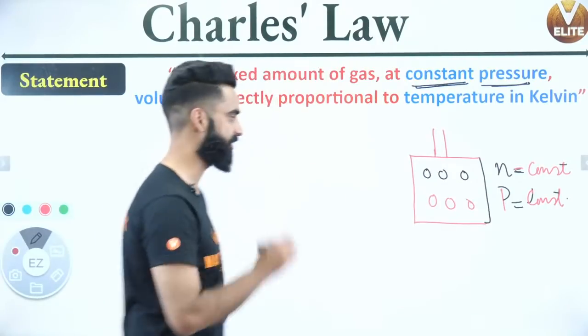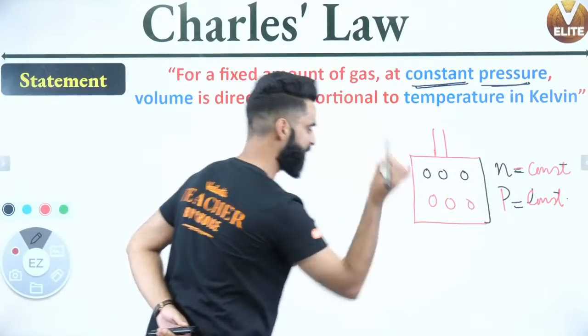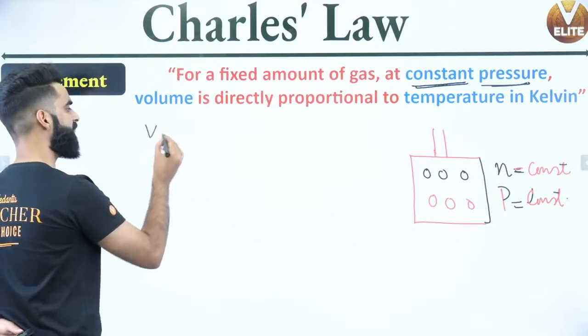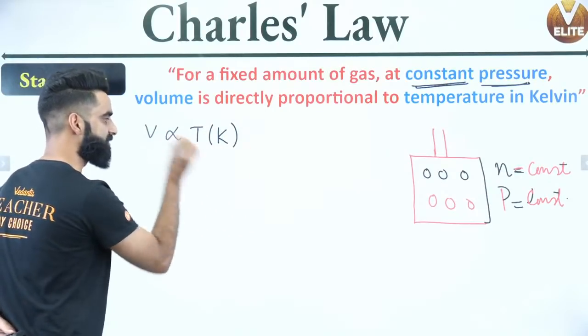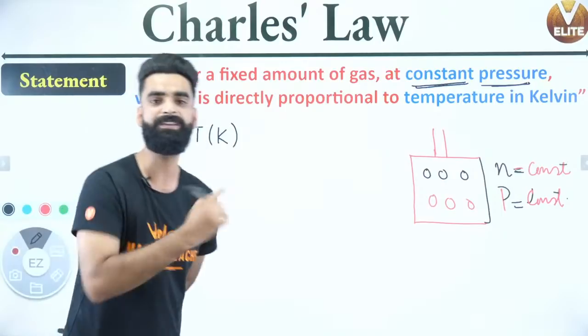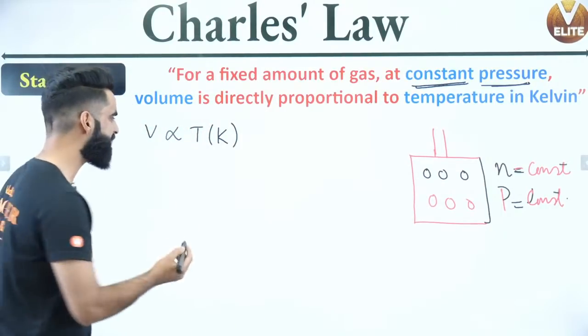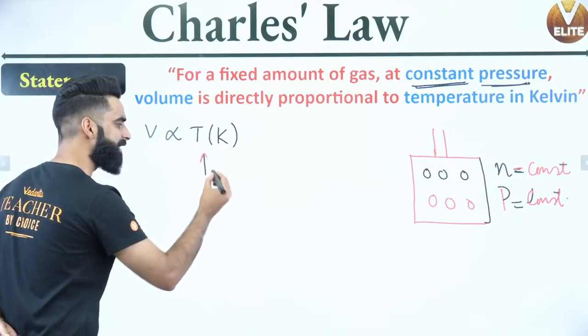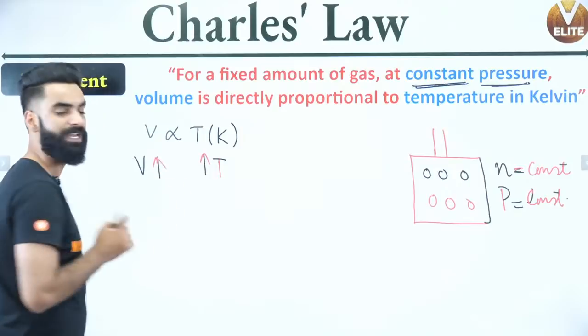Now people, as per Charles law, for a fixed amount of gas at constant pressure, volume is directly proportional to temperature in Kelvin, right? Volume of the gas is directly proportional to temperature in Kelvin. What does that mean? It's a very simple statement. If I increase the temperature of the gas, what will happen to its volume? Volume of the gas will increase.